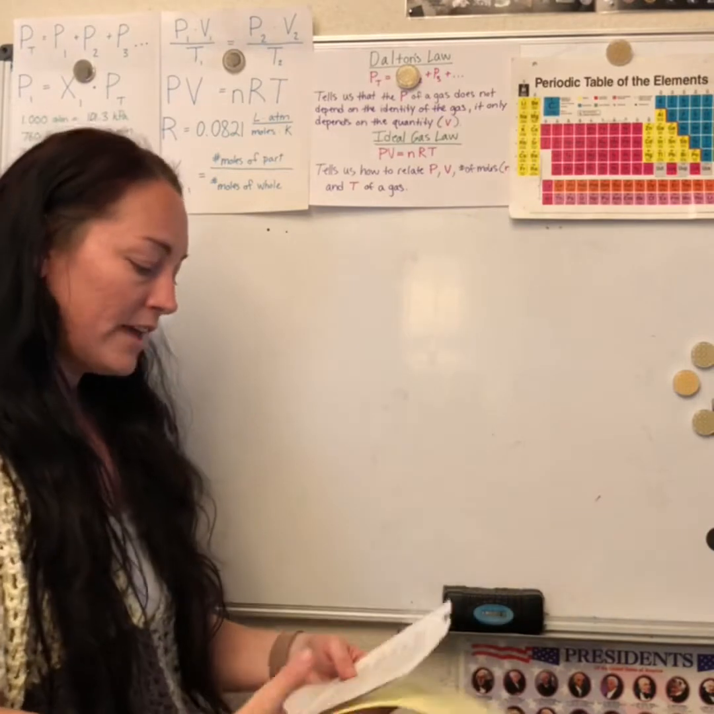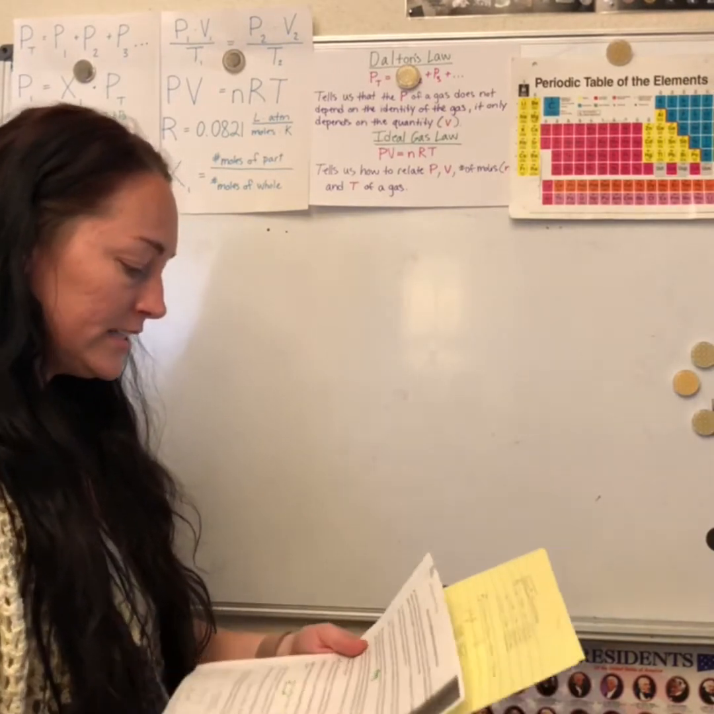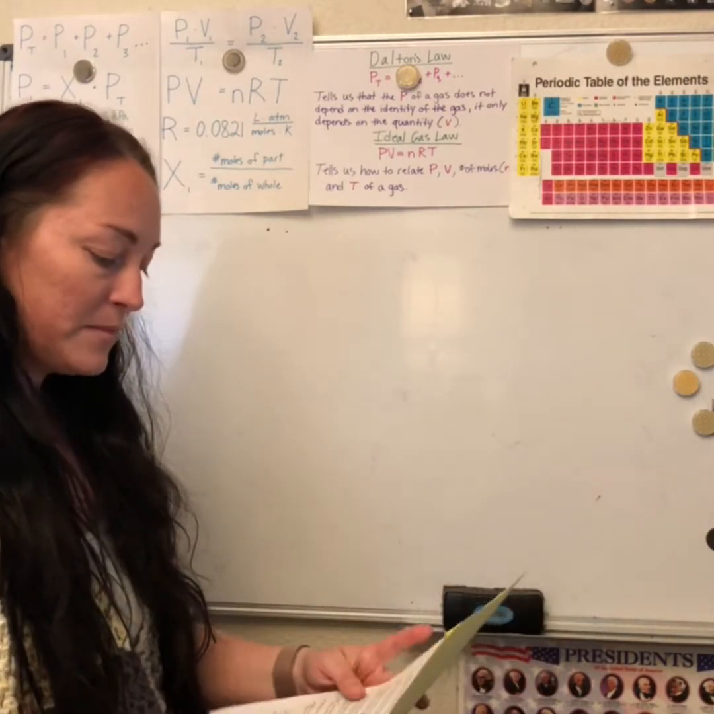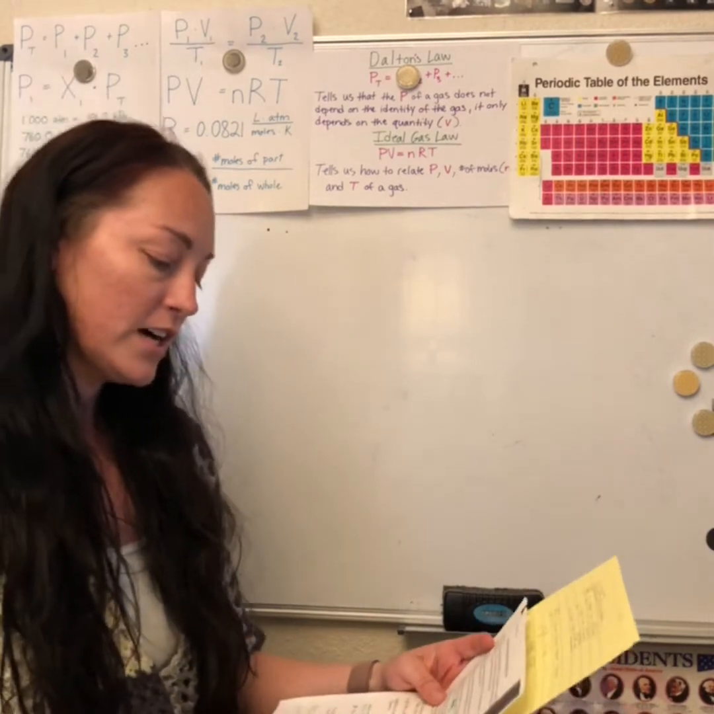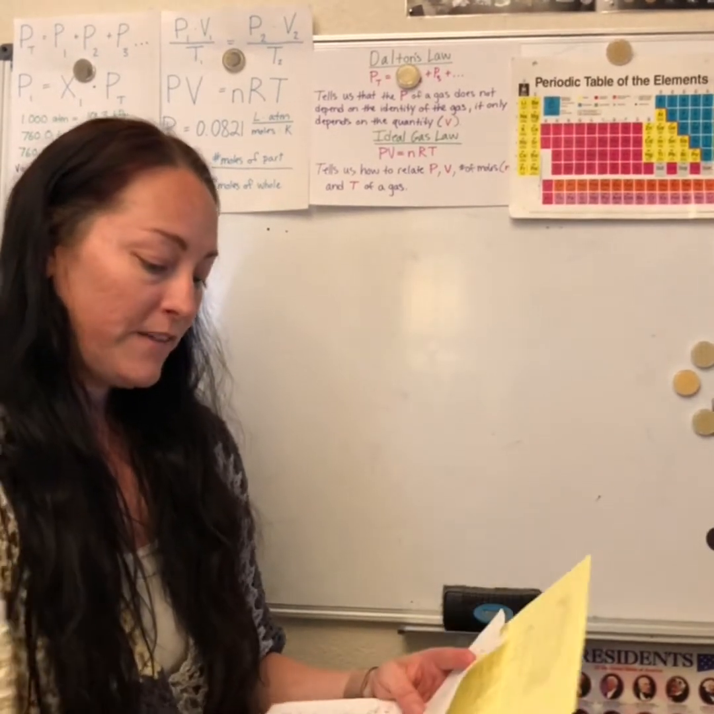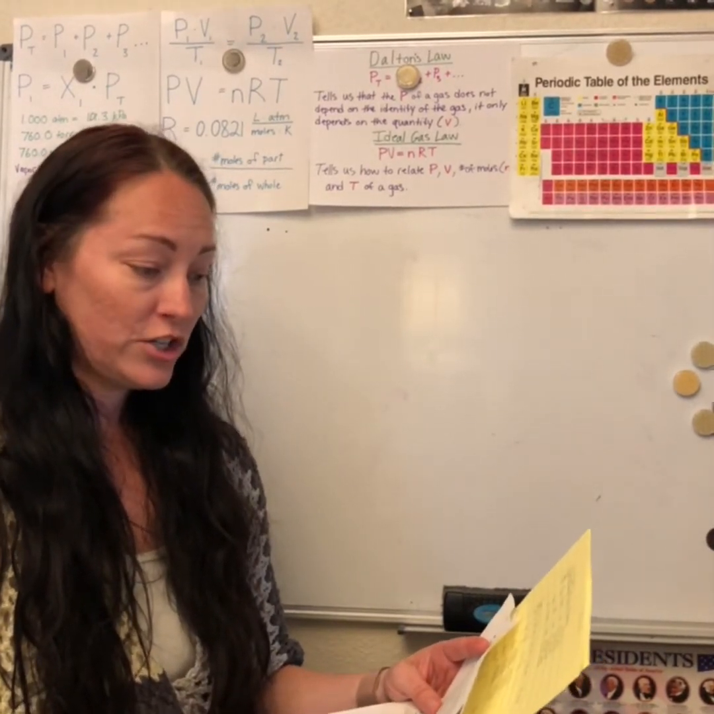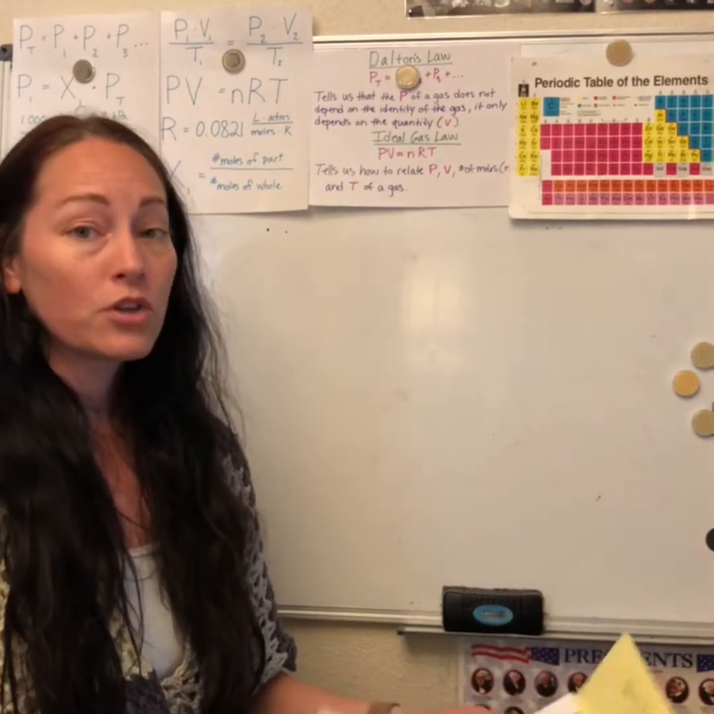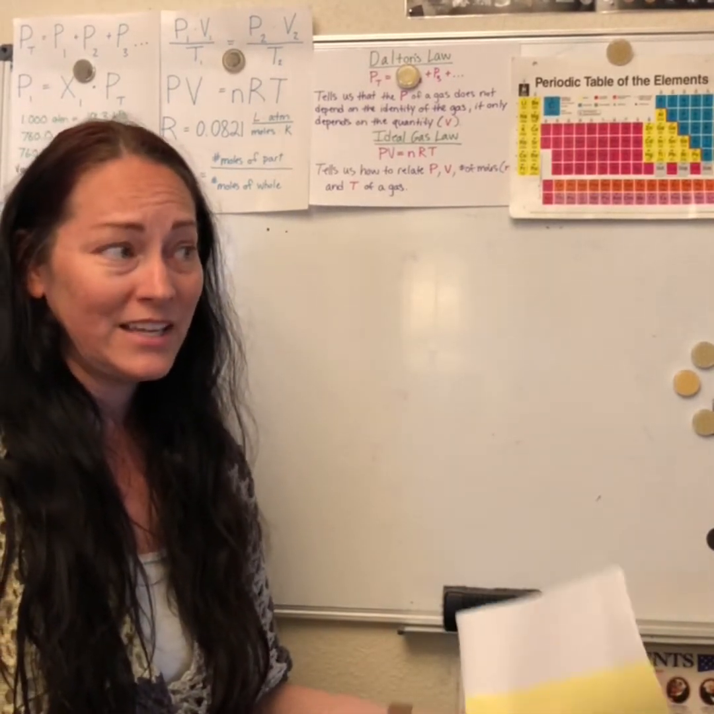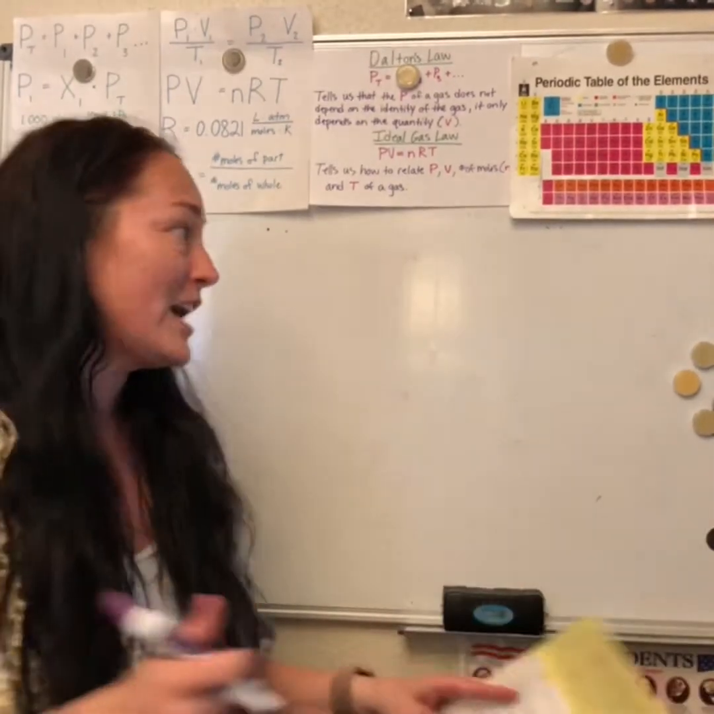All right, number 7 says, a steel container is filled with 5 atmospheres of nitrogen, 2 atmospheres of oxygen, and 0.50 atmospheres of argon. What is the total pressure in the vessel and the mole fraction of each? Okay, so total pressure, that should be pretty easy. They gave you a pressure of each. All you have to do is add them together.